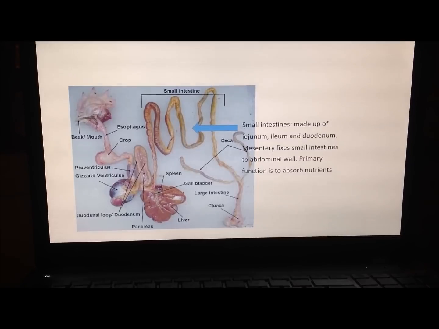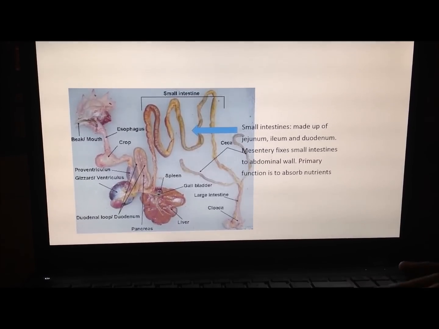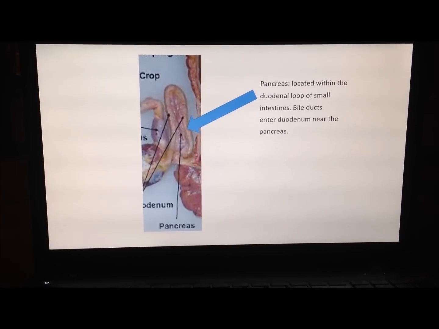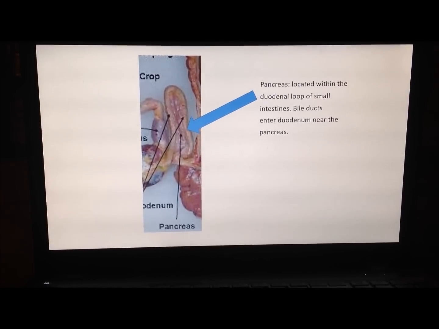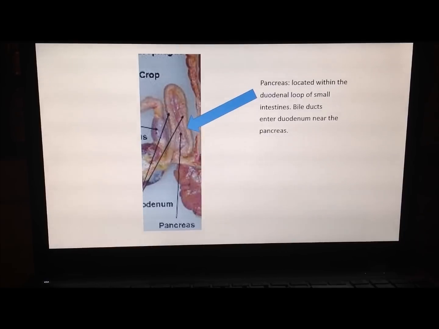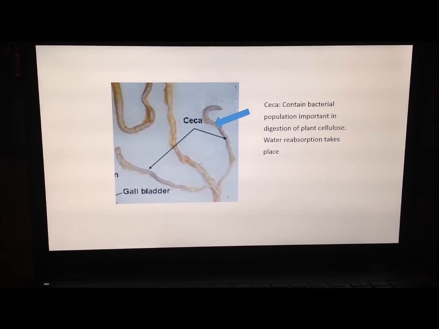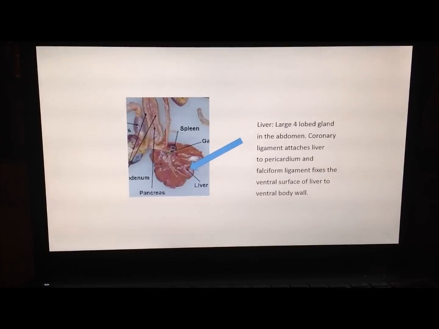Its primary function is to absorb nutrients in the small intestines. The pancreas is located within the duodenal loop of the small intestines. The bile duct enters the duodenum near the pancreas. This leads to the ceca, which contain bacterial populations important to digest plant cellulose. Water reabsorption takes place here.